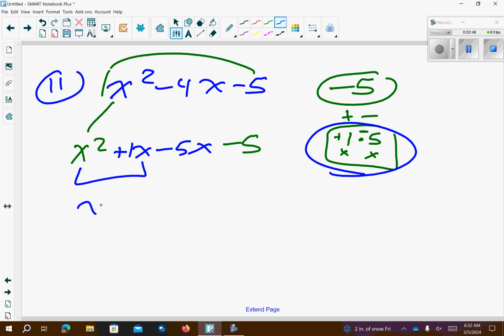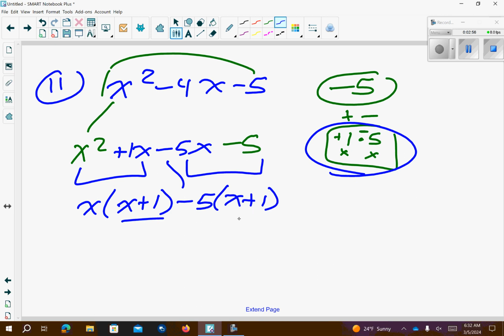Looks like I have an x in common between those two, and that gives me x plus 1. Remember, that middle sign comes down. And I get 5x plus 1 because I'm factoring a negative out. Those are the same, which we want.